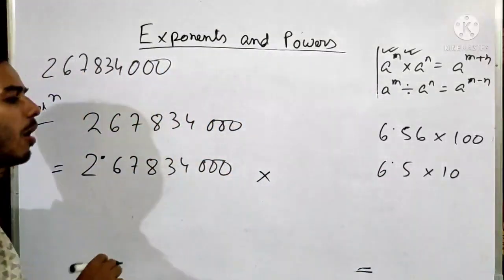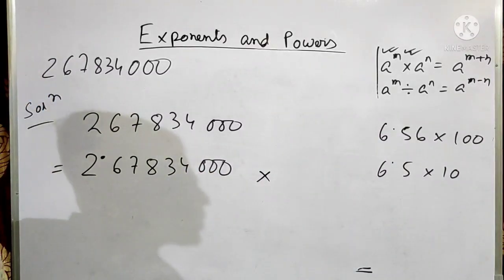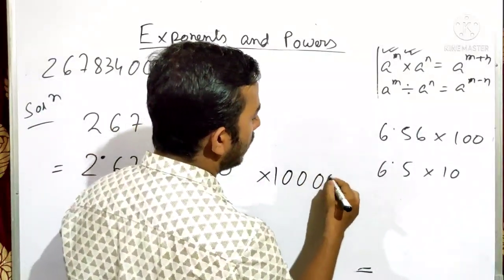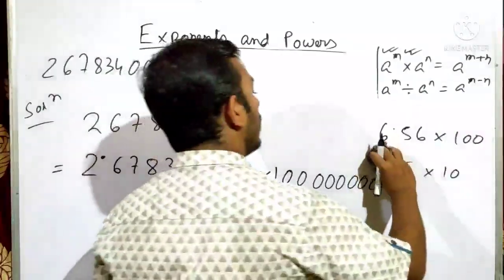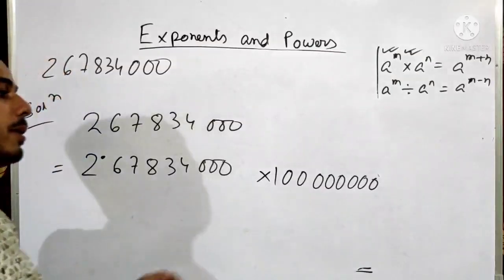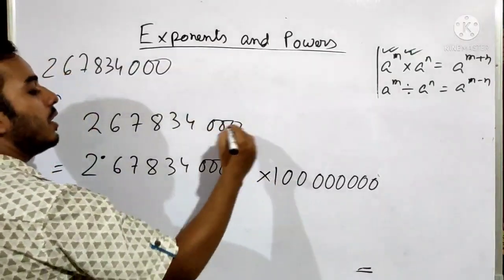So here after the decimal, how many digits? 1, 2, 3, 4, 5, 6, 7, 8. So we have to multiply it with what? A number which has 8 zeros, isn't it? A number with 8 zeros, we have to multiply it with the number. So now if you multiply this number with this, the number will be this.